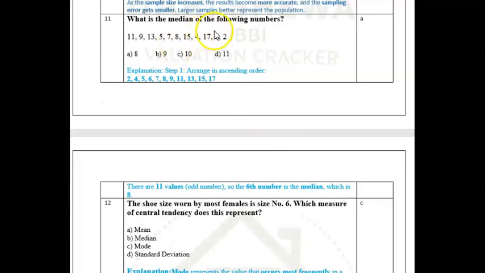Calculate the median of the following numbers. First, put the data in ascending order. Then you calculate the mid value. First count whether it is an odd number or even number of observations. Accordingly, you apply the formula and calculate the median.